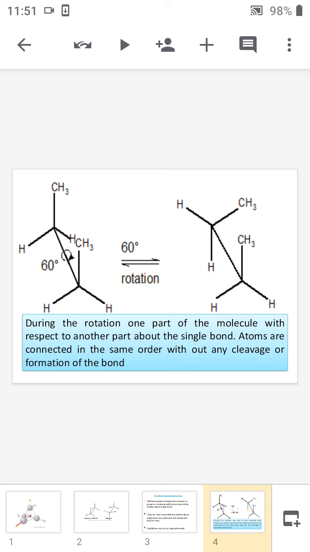That is in the right-hand side. So the spatial arrangement of the methyl group is changed. Similarly, the position of the hydrogen also changes. So this spatial arrangement is known as the conformation.